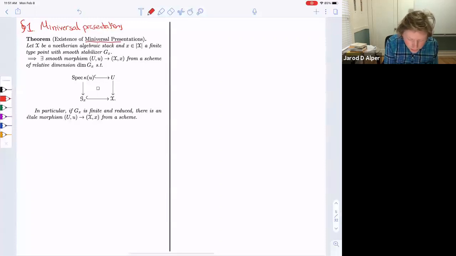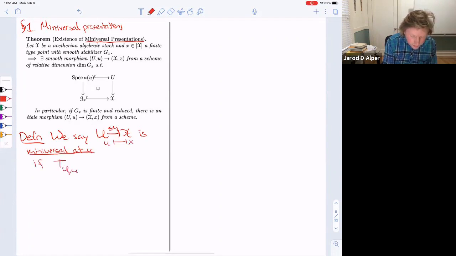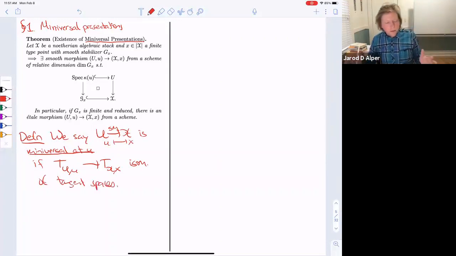I'm calling it a miniversal presentation, but I haven't defined that, so let me define it here. We say that a smooth map is miniversal at a point U going to X if it induces an isomorphism on tangent spaces. So it's a smooth presentation of the smallest possible relative dimension.